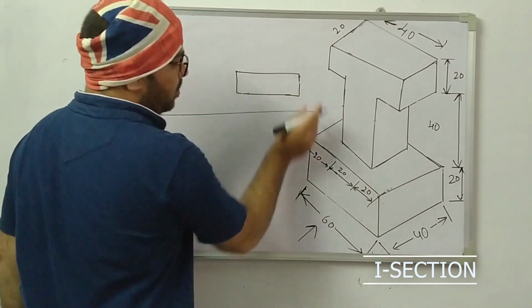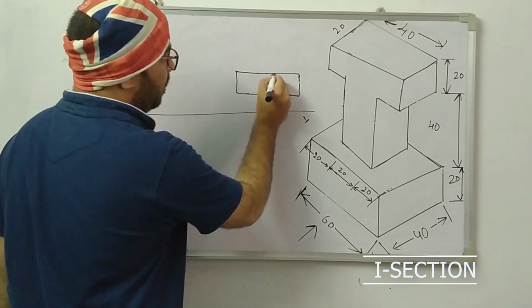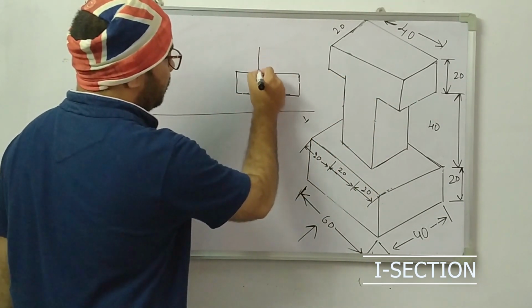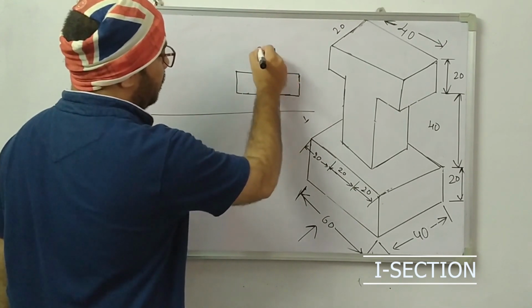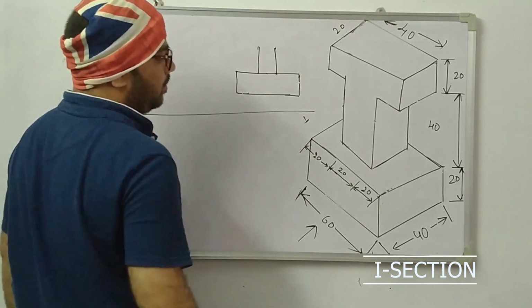This length is how much? Totally 60. Select the 30 midpoint. From there onwards, give 10 mm and 10 mm and draw the height. The total height is 40. Next, this is the 40. This will be the 20.